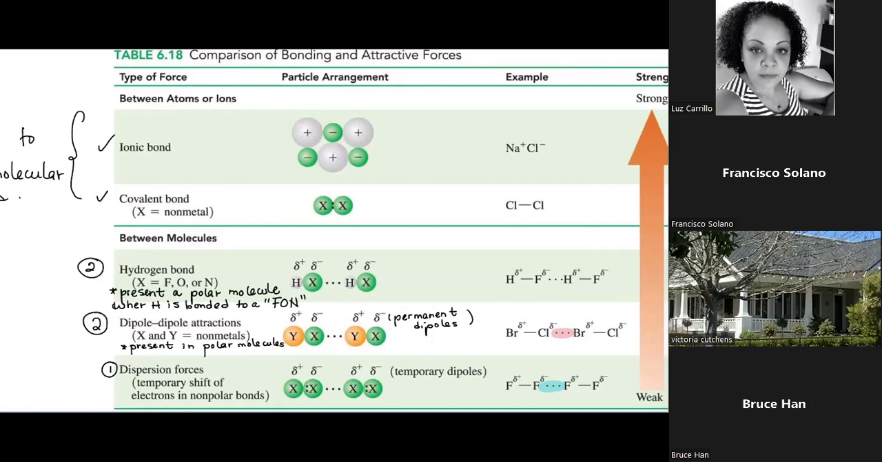What do I mean by fun? Fun, F-O-N, is the symbols for the elements that hydrogen must be attached to. Fluorine, oxygen, or nitrogen. So those two parameters must be met. You need to be polar. Hydrogen needs to be bonded to fluorine, oxygen, or nitrogen, in other words, fun, in order for a molecule to have hydrogen bonding, okay?